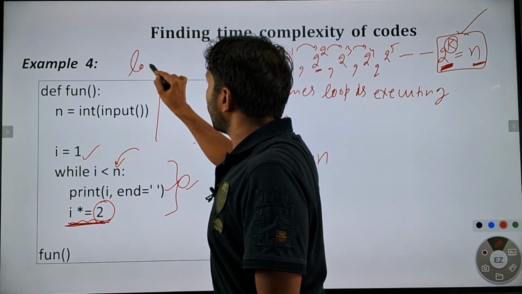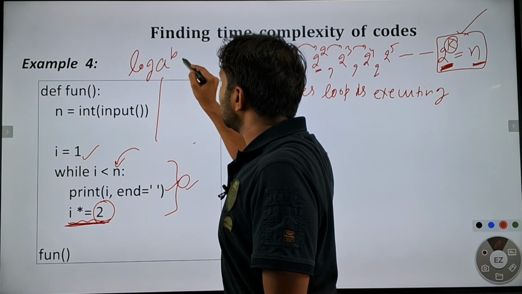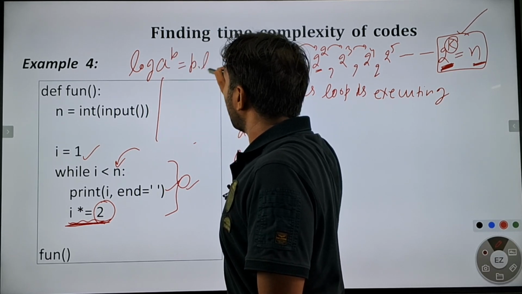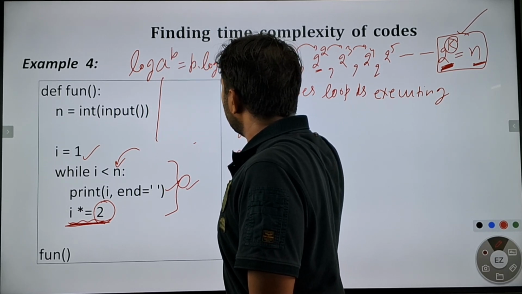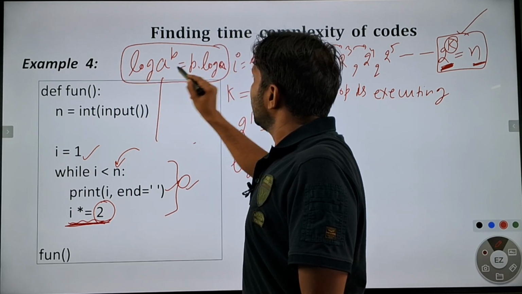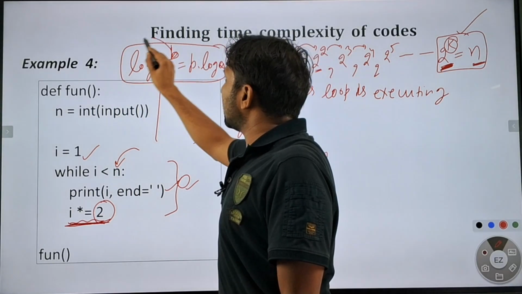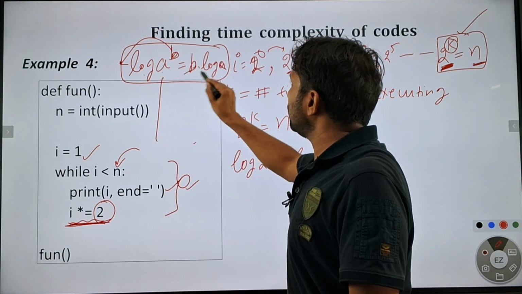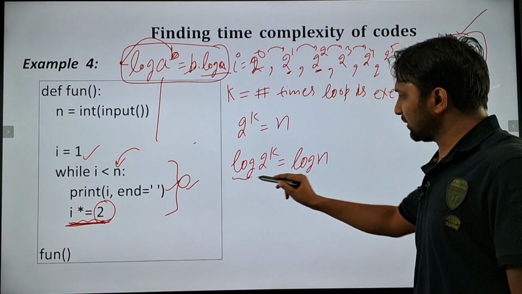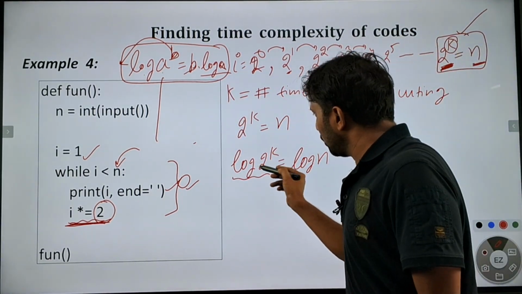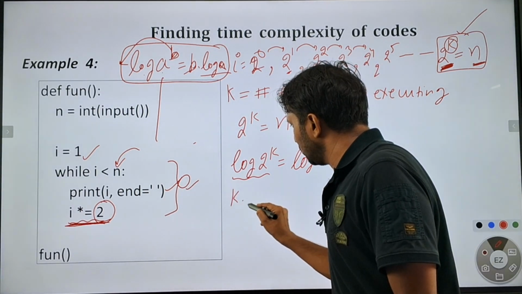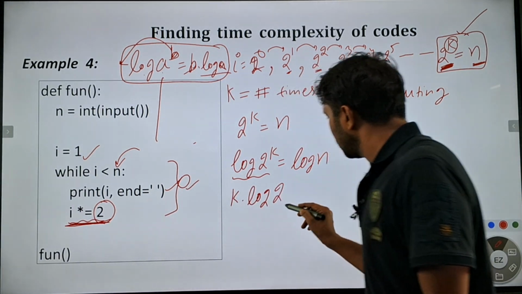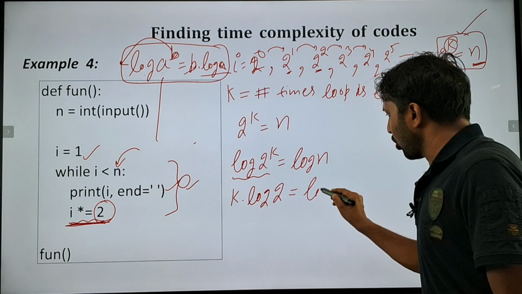So there is a formula of log: log a power b is equal to b into log a. This formula we will use over here. Whatever is in the power will come in the front. You can see, log a power b is b into log a. So here I will apply the same. This will be k into log 2. Right side is the same, log n.